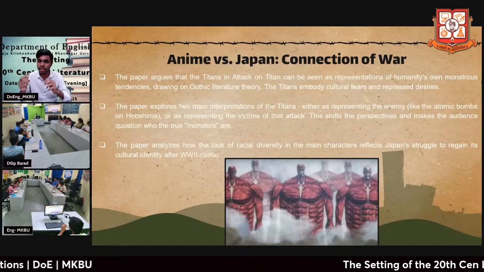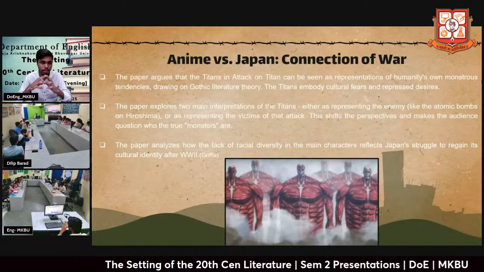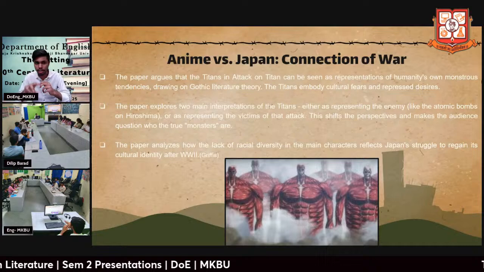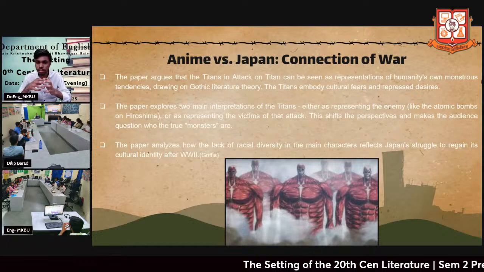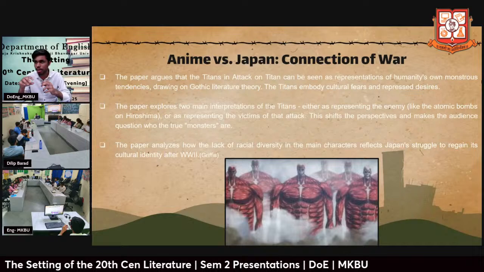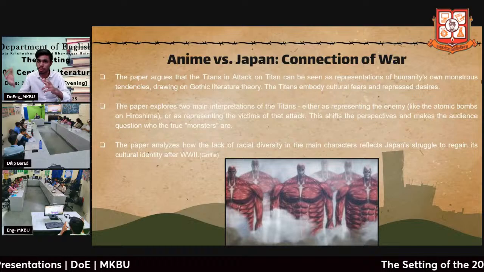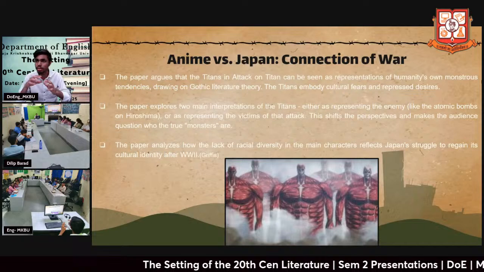So, in a way, the Titan is seen as the atomic bomb, the connection between Japan and Hiroshima, or as representing the victim of that attack. The attack, as I said, on Hiroshima and Nagasaki was delivered by the US. How is it seen as the victim? This perspective makes the audience question who the true monster is. Who is the true monster in Japan when the war happened? Is the US the real enemy, or is there another army also there during that time?